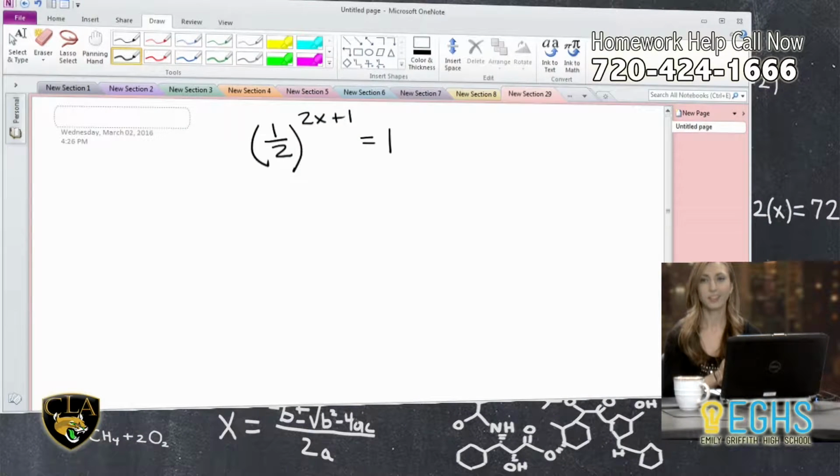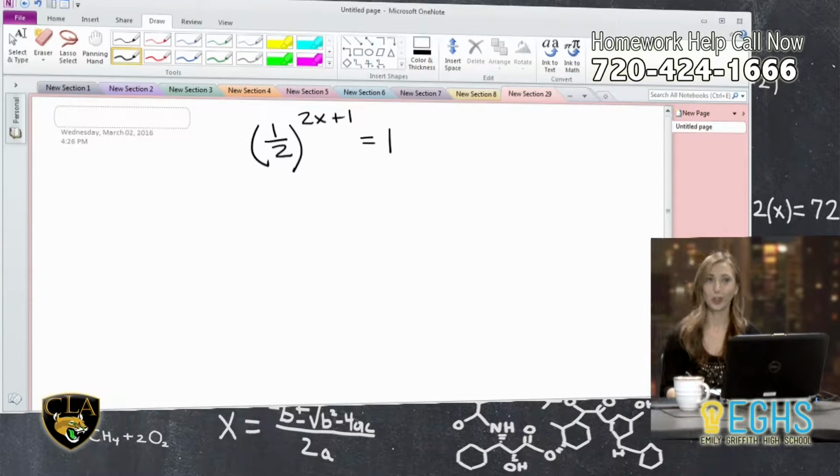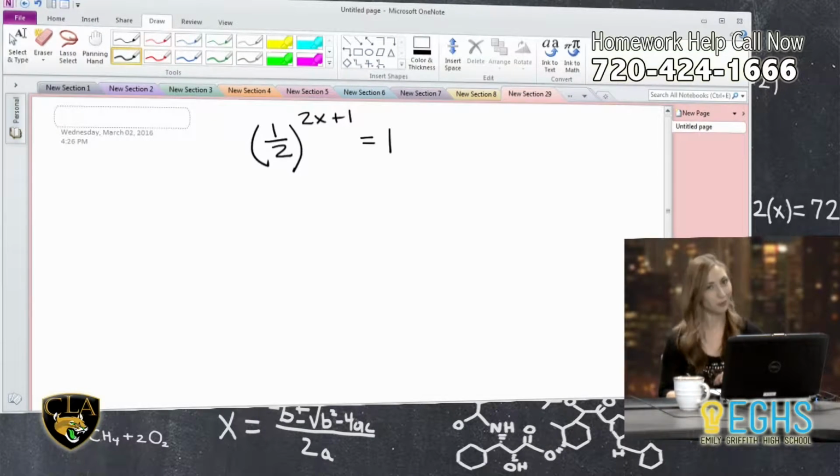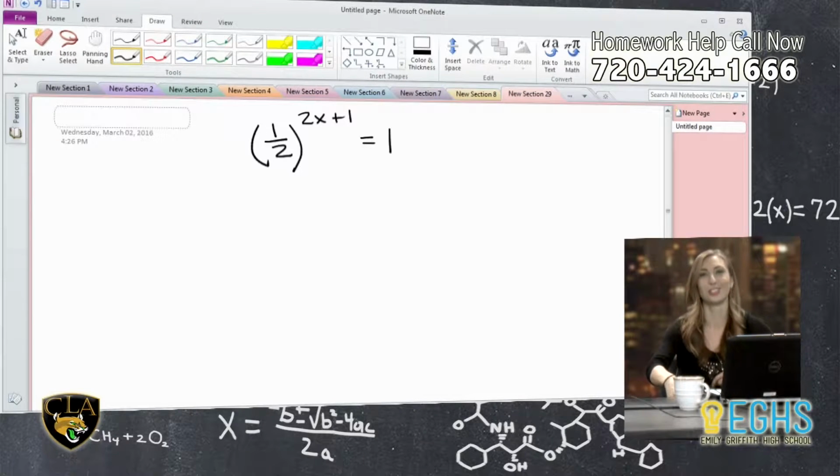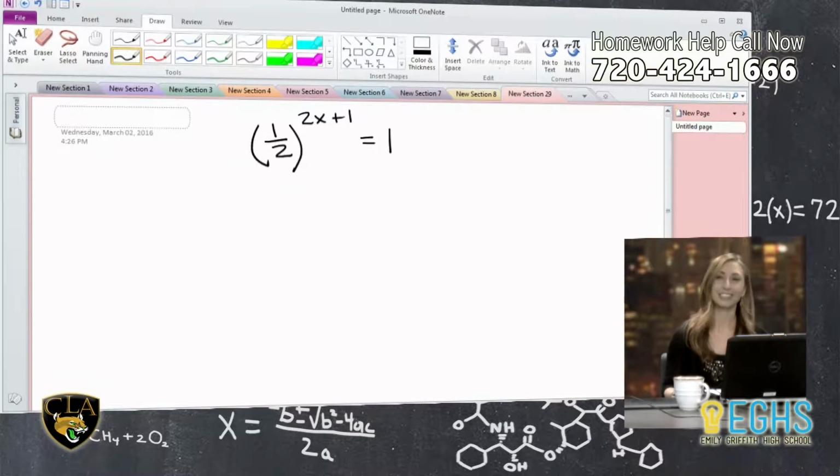Thankfully, this is an equation that we're going to need to use logarithms for. Thankfully, you were with us yesterday. We had quite a tough one that took me almost the whole show to solve, but I did figure it out. This one is not nearly as bad, thankfully.